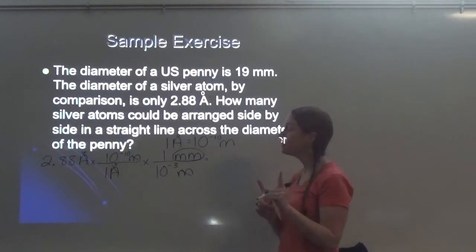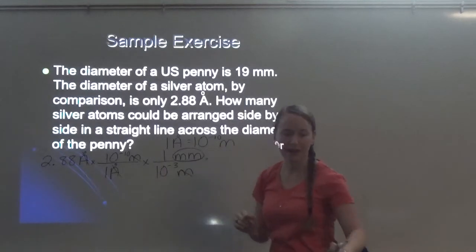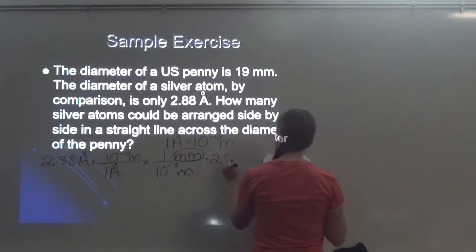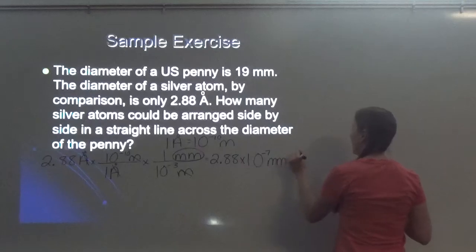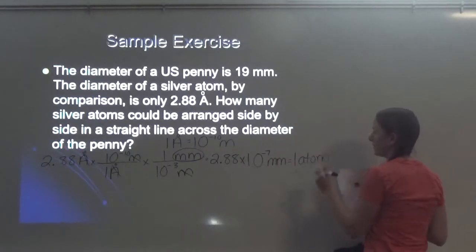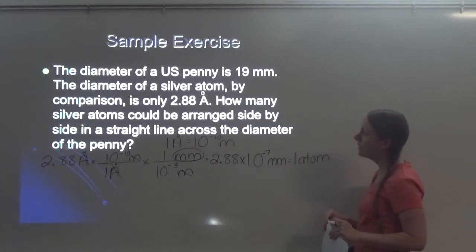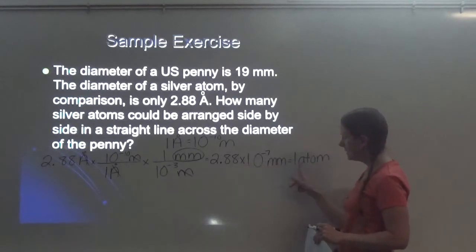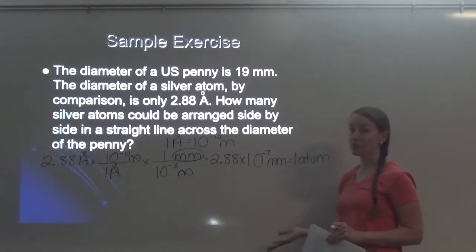Just as a friendly reminder from Unit 1, any numbers on top you multiply, any numbers on bottom you divide by. So once I put that in the calculator, I ended up getting 2.88 times 10 to the negative 7 millimeters, and that equals 1 silver atom, because they told me that is the diameter of 1 silver atom. So it says how many silver atoms can be arranged side by side in a straight line across the diameter of a penny. Well, y'all, once I know that the millimeters equals the atom, that is a conversion factor that I can use.